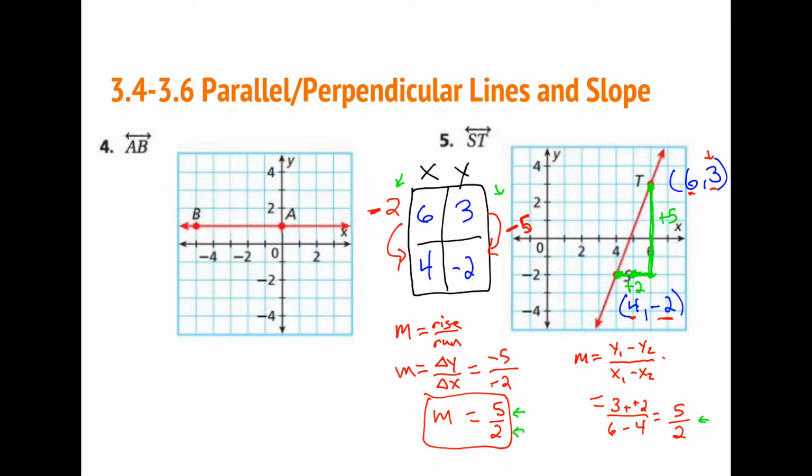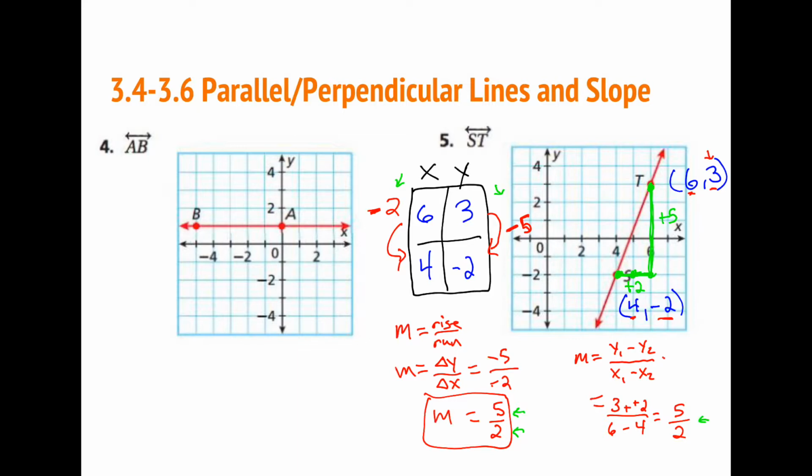So whichever way you prefer, do it. I hope you enjoy it. I will be doing the slope box, or slope table, more than likely in most of these problems. But do it whichever way you want. Whichever answer you get is great. All right, so we've got that answer there.